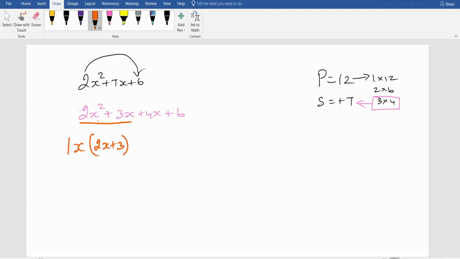Now here, again, 2 is common. If I take 2 out, again it will become 2x plus 3. So this will be 2x plus 3 into x plus 1. This is the shortest way. That is, I didn't write this.